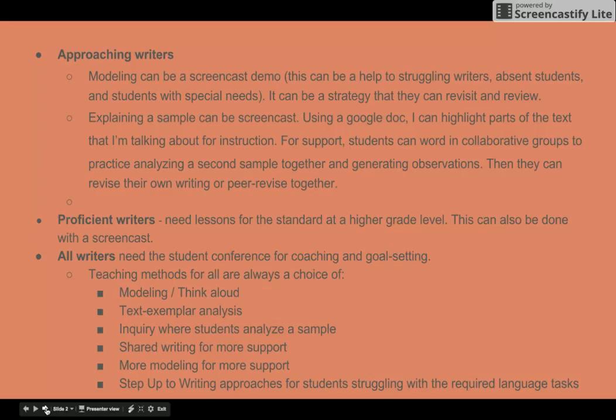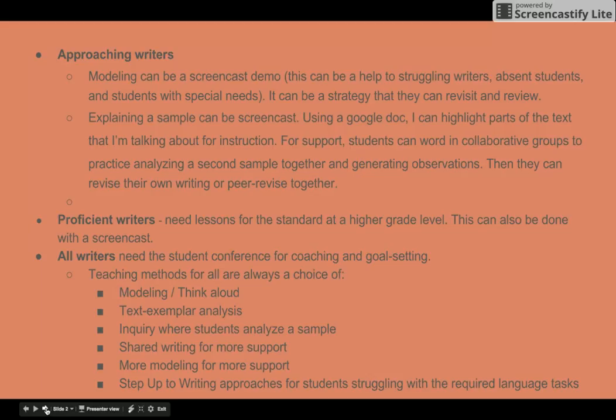All writers need student conferences for their coaching and their goal setting during student conferencing. And the teaching methods are always the same for these student conferences. They're also found in your small group and your whole group instruction.